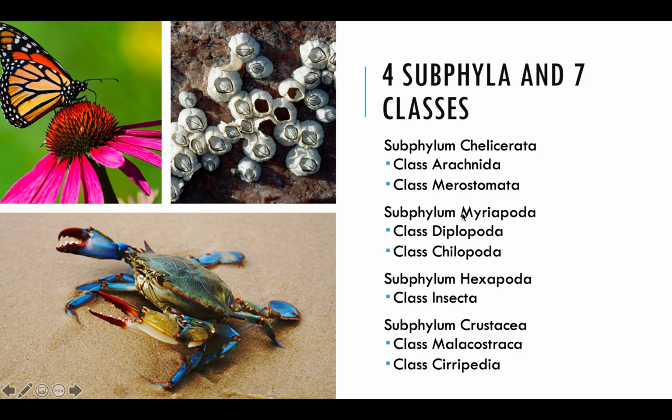So within Arthropoda, we have 4 subphyla and 7 classes. So you do need to know the names of all of these. We'll talk about the subphylum Chelicerata and classes Arachnida and Merostomata. We'll talk about Myriapoda and the two classes Diplopoda and Chilopoda. We'll talk about Hexapoda and the class Insecta. We'll talk about Crustacea and the two classes Malacostraca and Cirripedia.